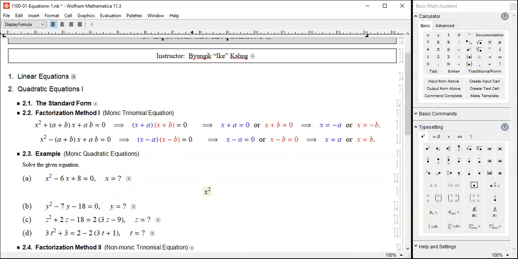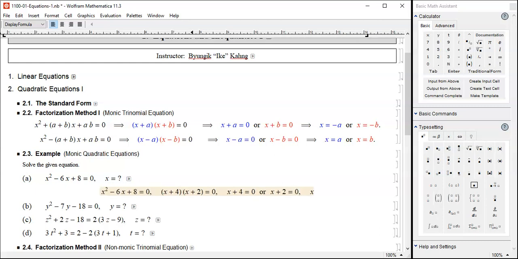x squared minus 6x plus 8 is equal to 0. And let's find out factors of 8 that add up to negative 6. What are those? 2 times 4? 2 plus 4 is 6. So am I getting x plus 2, x plus 4? Is that what I'm getting? So the first factor is equal to 0, the second factor is equal to 0.